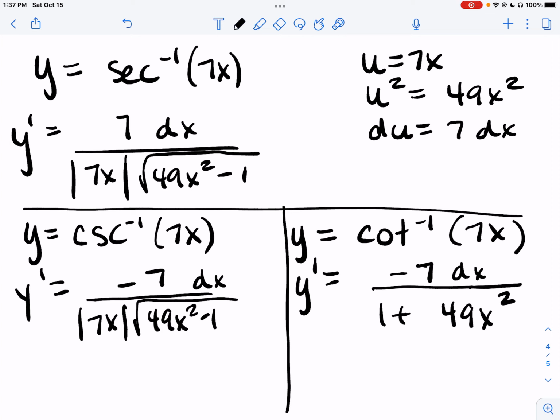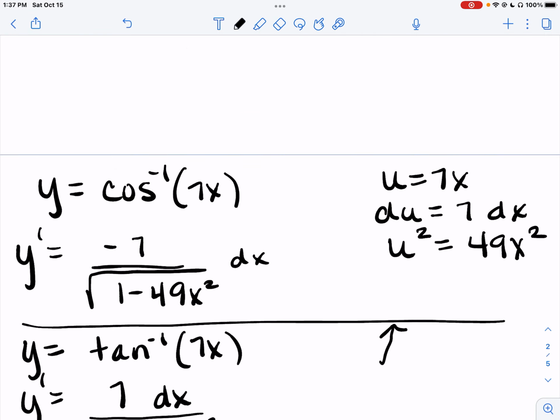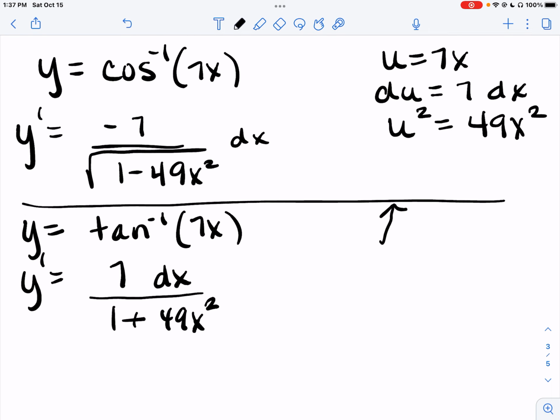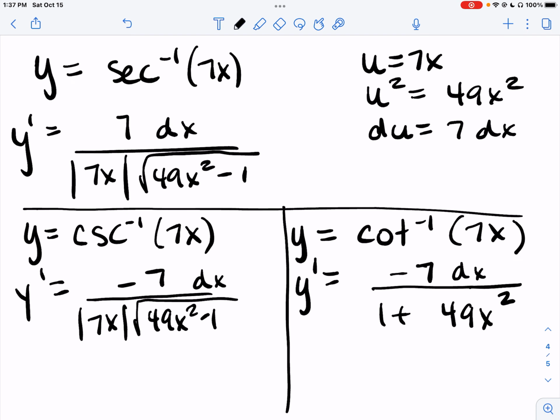Okay, so there's pairs, and then 3 of them are just the opposite sign. Okay, so you can see that sine and cosine are just the opposite in terms of positive and negative. Tangent and cotangent are the same thing, but cotangent's negative. And secant and cosecant are the same thing, except for the cosecant is negative.